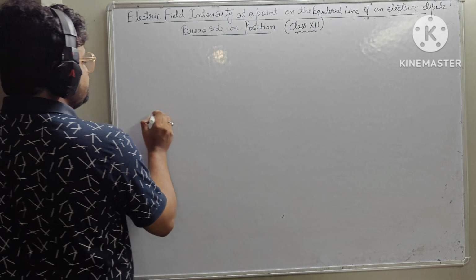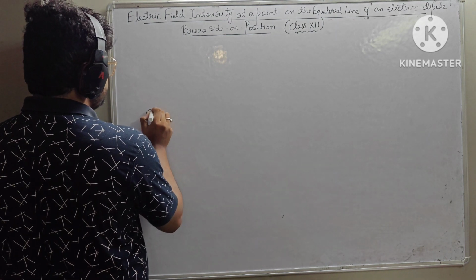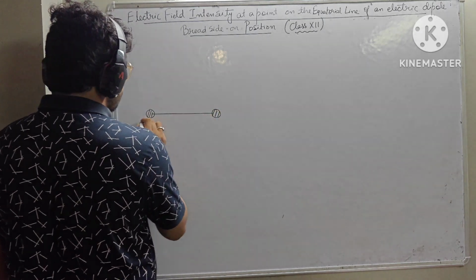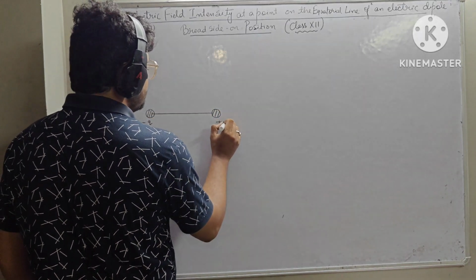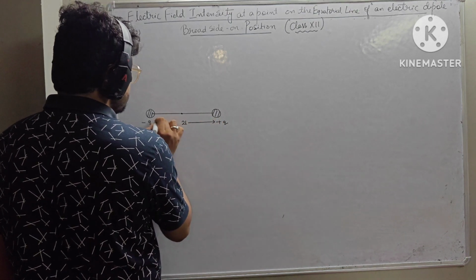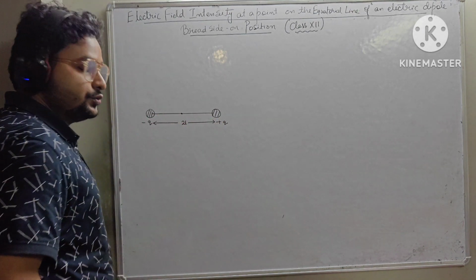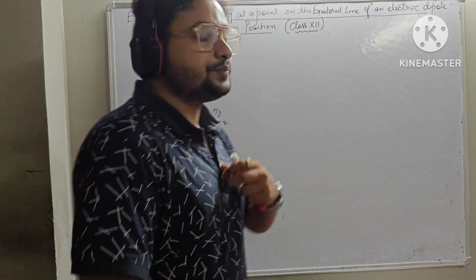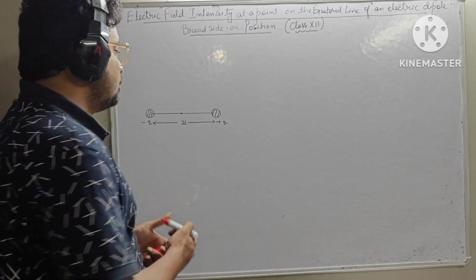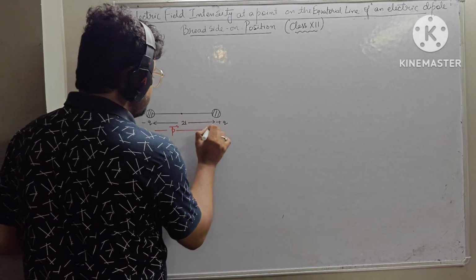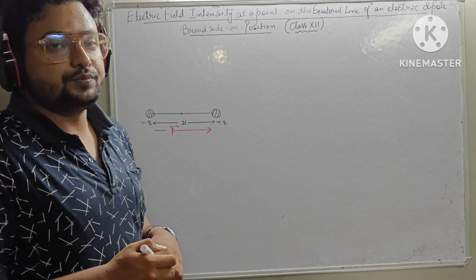Now, suppose we have an electric dipole. As I said, an electric dipole is two equal charges of opposite nature, separated by a small distance. So this is minus q and plus q. The distance of separation I have taken as 2a. Also, the electric dipole moment's direction is directed from minus q to plus q.